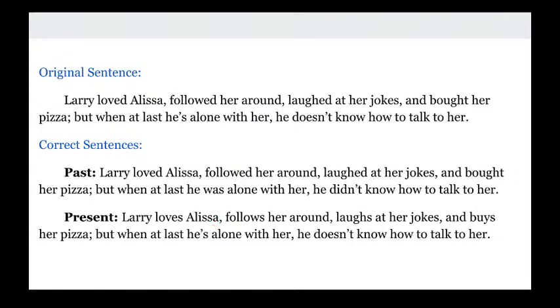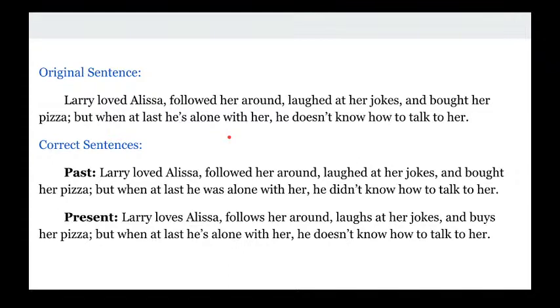So here we just have an example of verb consistency. The original sentence reads, Larry loved Alyssa, followed her around, laughed at her jokes, and bought her pizza. But when at last he's alone with her, he doesn't know how to talk to her. At first the sentence may seem correct, but what's incorrect is that everything before the semicolon is in the past tense: loved, followed, laughed, bought. And everything after is in the present tense: he doesn't know what to do when at last he's alone with her.